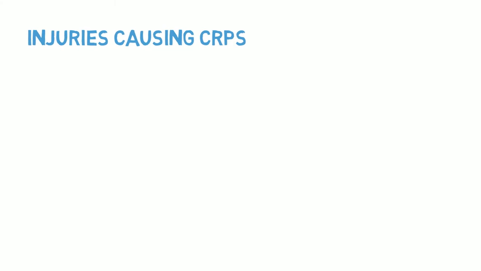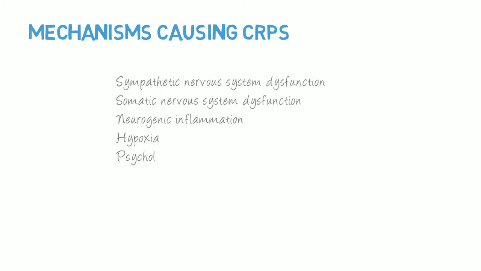Now, as I said, it's usually secondary to injuries. Things like fractures, penetrating injury, or any kind of surgery can trigger complex regional pain syndrome. There are various theories on why a patient ends up having complex regional pain syndrome, but nothing really concrete. They say it could be secondary to a sympathetic nervous system dysfunction or somatic nervous system dysfunction, or it could just be an inflammation of the nerves. Other factors like hypoxia, or loss of oxygen, and psychological factors because of fractures, surgery, or penetrating injuries have also been postulated. But as I said, there's no clear-cut mechanism.